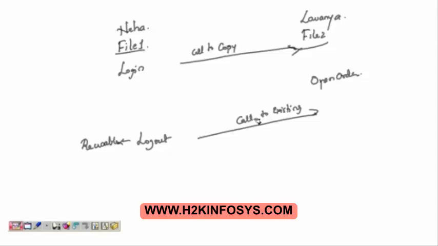This is our design. Clear everybody? We are going to create two files, Neha and Lavanya. Neha will contain the login and logout. Lavanya will contain the open order. Lavanya is going to borrow this login using call to copy, means she is going to maintain her own copy over here by copying this login. In the call to existing, she is trying to share this logout functionality. But if she has to share, Neha has to give the permission. She has to make this logout as reusable. Clear everybody?